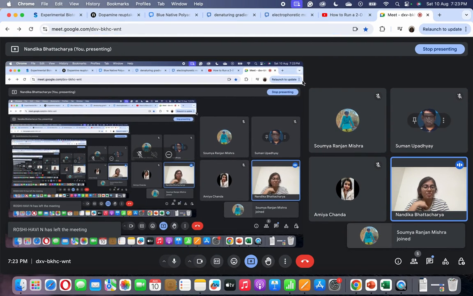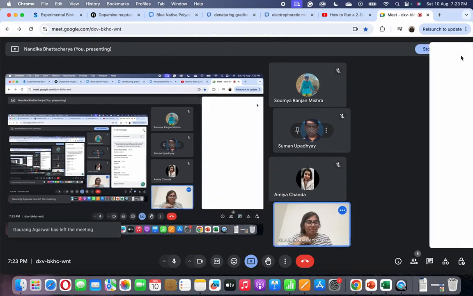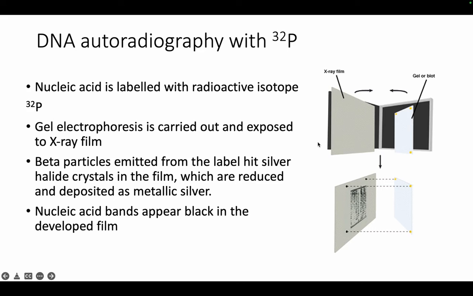So what you have to do is basically label the nucleic acid with this radioactive isotope and then carry out gel electrophoresis. When you carry out the gel electrophoresis, you are not going to be able to see anything with your naked eye. So what you have to do is expose this gel to something called an X-ray film. This X-ray film is basically an emulsion of something called silver halide crystals.